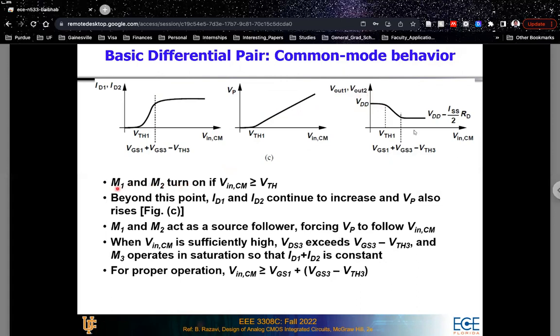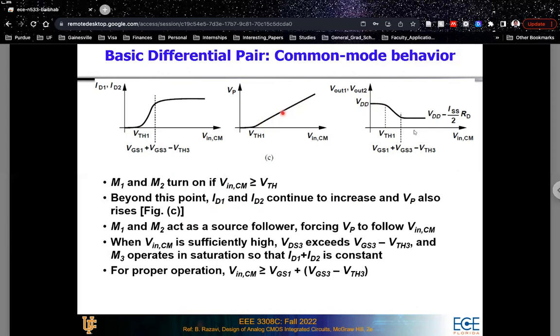Now, M1 and M2 are off when your Vin,CM is less than the threshold voltage. So let's say Vin,CM is less than the threshold voltage. Both ID1 and ID2 currents are 0. The Vp voltage is equal to 0. And your output voltages are equal to VDD. But after this point, ID1 and ID2 will continue to increase, and Vp will also keep on increasing as you are increasing the Vin,CM.